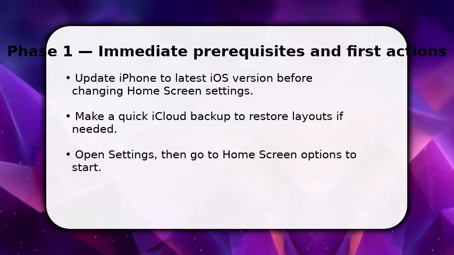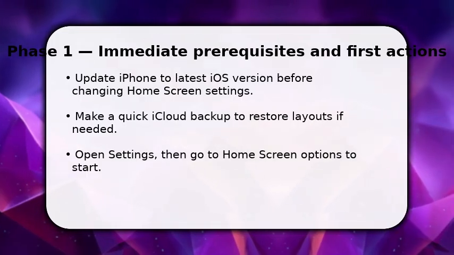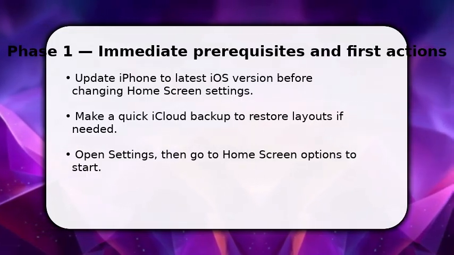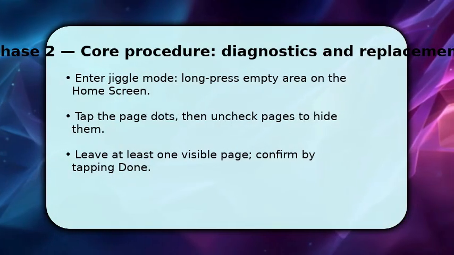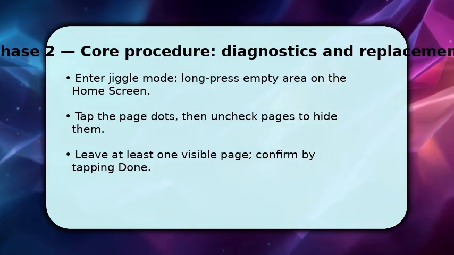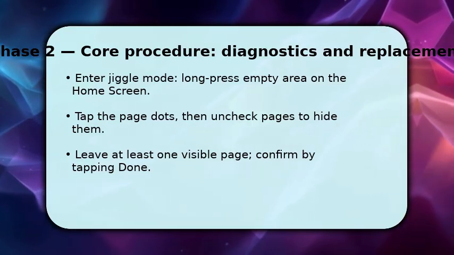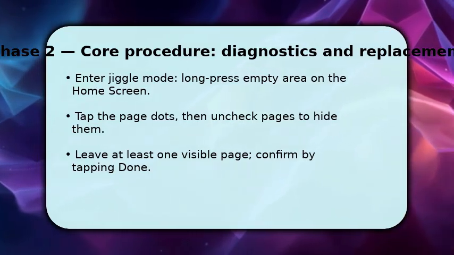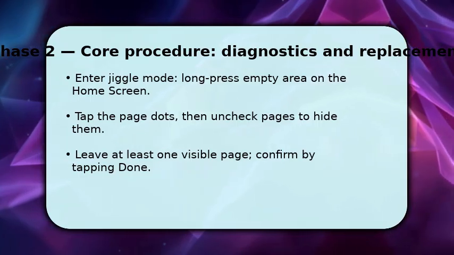Follow the first action. Tap Home Screen Options, set new apps to add to Home Screen, and get ready to hide unneeded pages. Once in jiggle mode, long press an empty area until icons wobble. Tap the page dots at the bottom to open Page Management. Now you'll uncheck every page you don't want visible. This removes access to icons without deleting apps. Make sure at least one page stays visible so the home screen remains usable.